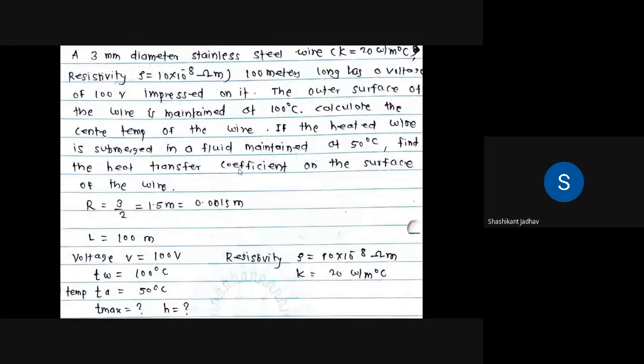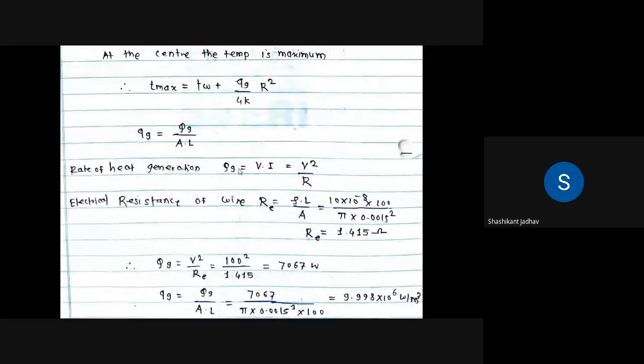Okay. Understood the concept related to this? At the center, the temperature is maximum. So write down the equation for T max, that is T max is equal to TW plus Qg by 4K into R square. All of you write down. After this, write down that at the center the temperature is maximum. We know the formula related to the maximum temperature: T max is equal to TW plus Qg by 4K into R square.